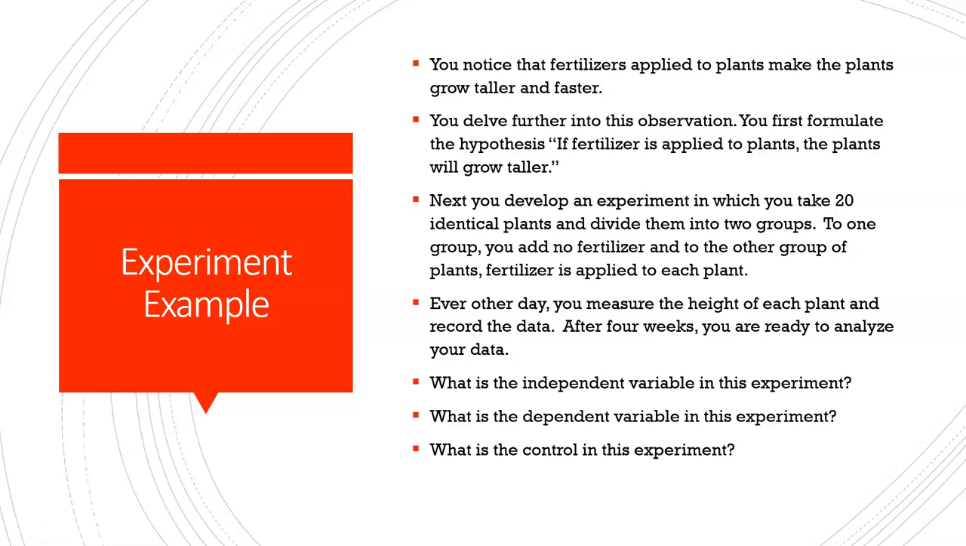And you might be able to think about there would probably be some experimentation that's possible there as far as adding certain amounts of fertilizer to see which amount is the best. Then every other day of the experiment, you measure the height of each plant, record data. After 4 weeks, you're ready to analyze your data. So what's the independent variable, what's the dependent variable, and what is the control in this experiment? Take a moment to think about it, maybe pause the video, and then come back.